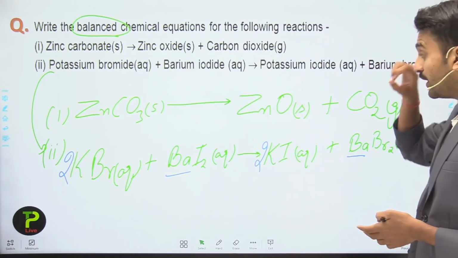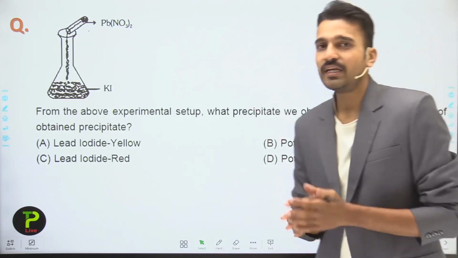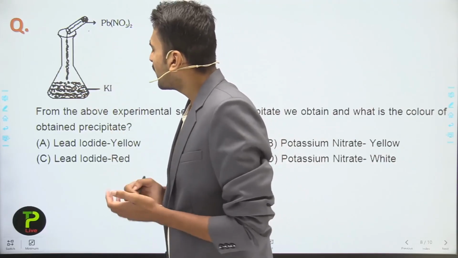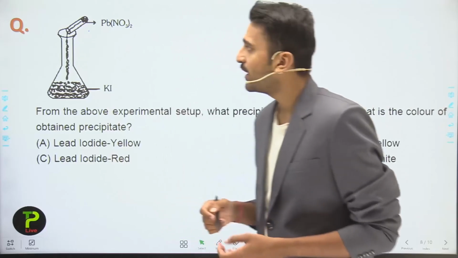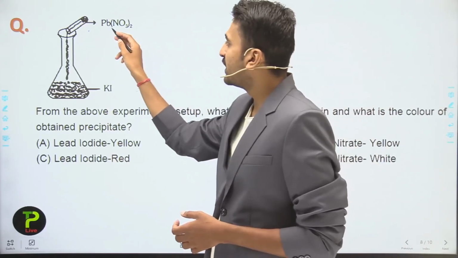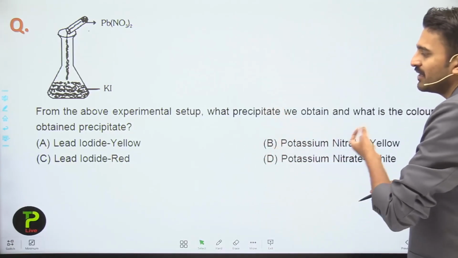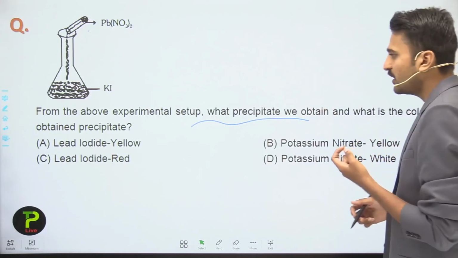Now moving to another example. Here you are given a diagram in which the test tube is being poured into a flask, and in the flask KI is present, which is potassium iodide, and to this we have added lead nitrate solution. From the above experimental setup, what precipitate do we obtain, and what is the color of the precipitate?